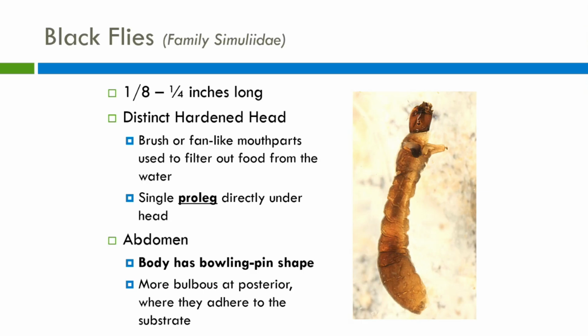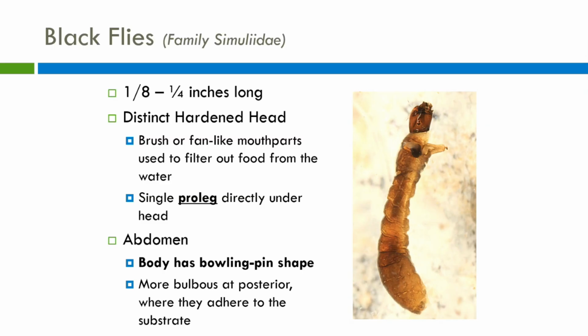Now, the black flies are also a little small, less than about a 1/4 inch long. These have that distinct capsule head. It's a hardened head. In this image, the head is right on the top. And then below that, we have a single proleg that is sticking out just below the head. Sometimes on the head, you'll see very distinctive fan-like mouth parts that are sticking up that help it to filter those fine particulates from the water. The body has kind of a bowling pin shape, so it's more bulbous at the end of the body.